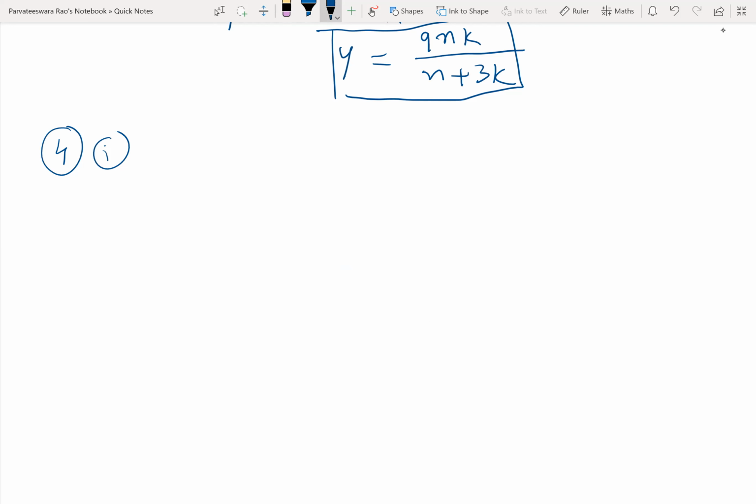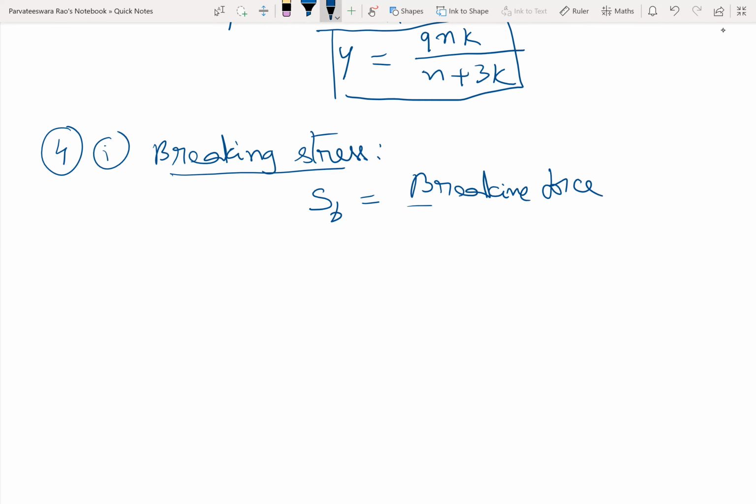Breaking stress, next side heading. Stress means restoring force per unit area, correct? Breaking stress means the stress to be impressed in the wire at the instant at which it simply breaks, even though it may be highly elastic, but it breaks due to the abnormal stress developed in the body. So that is called breaking stress. So the breaking stress is given by breaking force by cross-sectional area.